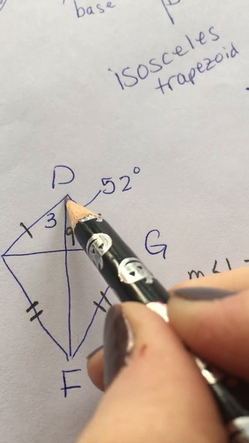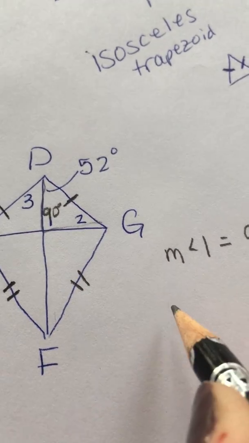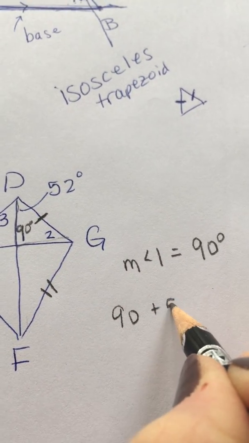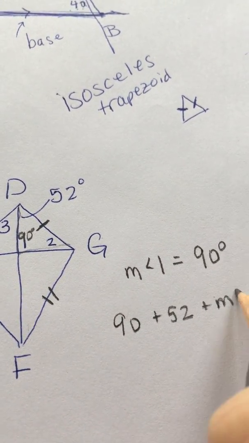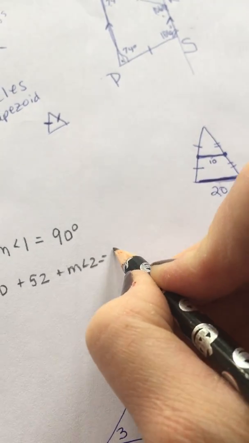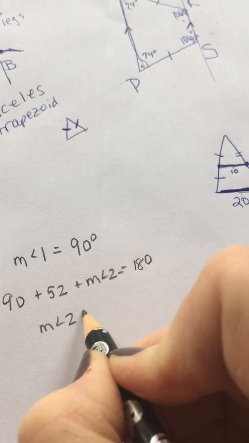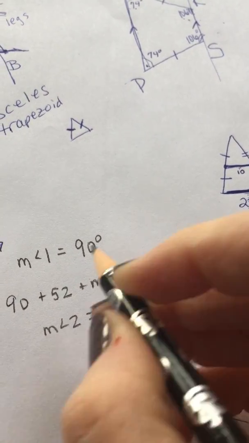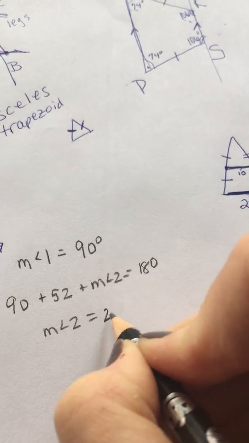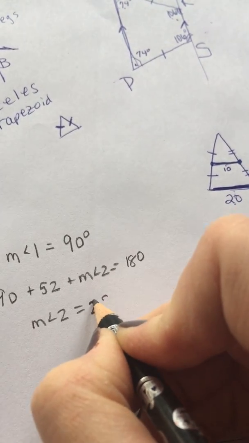If this is 90, well, you've got a little triangle in here. So 90 plus 52 plus the measure of angle 2 will equal 180. So for the measure of angle 2, I'll subtract 90 and subtract 52. I think it'll be 38 degrees.